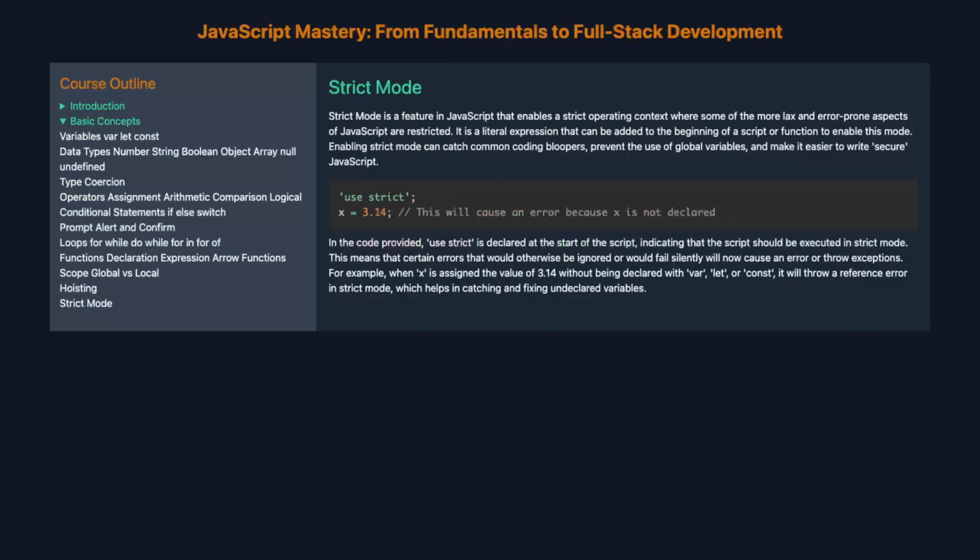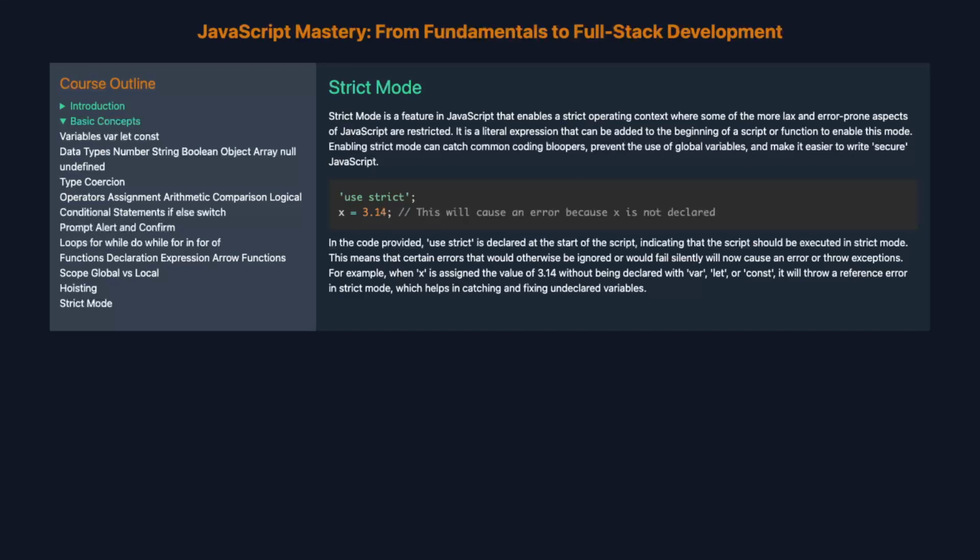Strict mode. Strict mode is a feature in JavaScript that enables a strict operating context, where some of the more lax and error-prone aspects of JavaScript are restricted. It is a literal expression that can be added to the beginning of a script or function to enable this mode. Enabling strict mode can catch common coding blunders, prevent the use of global variables, and make it easier to write secure JavaScript. In the code provided, "use strict" is declared at the start of the script, indicating that the script should be executed in strict mode.